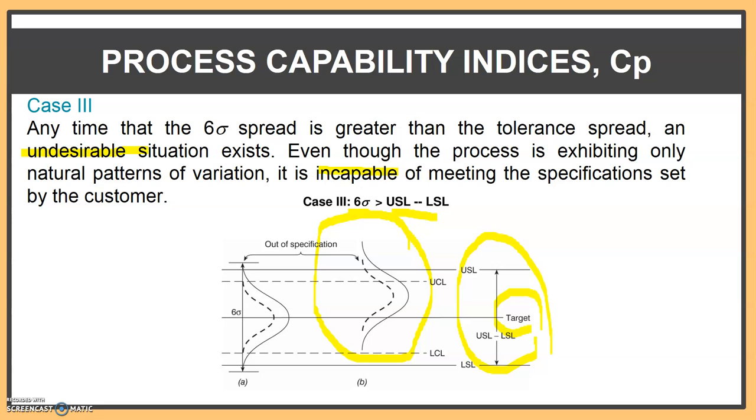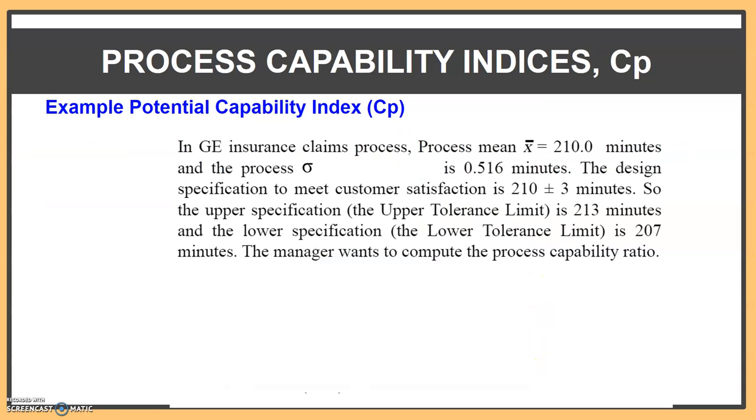Please bear in mind that you evaluate your process based on these 3 criteria. Next, we will go to the example of the potential capability index CP. How to calculate the CP?